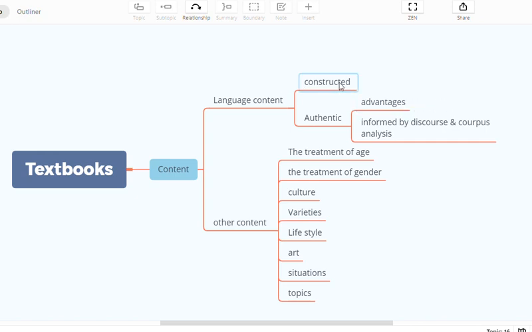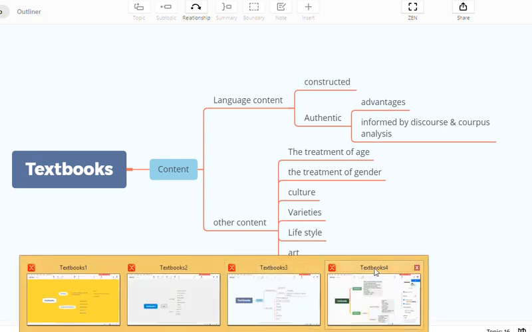But here in constructed materials, the materials you provide to the students teach them what they do not use in the future. So they are actually, to some extent, wasting their time.